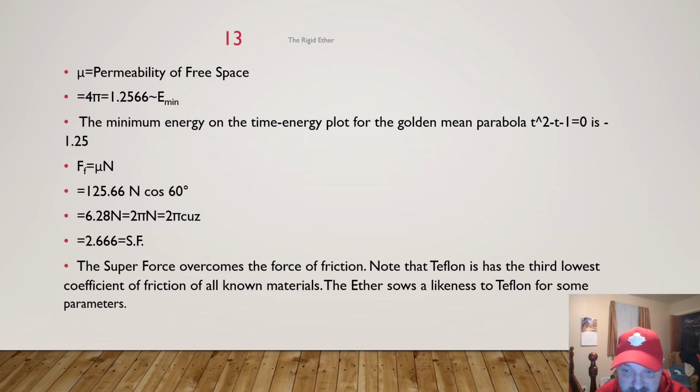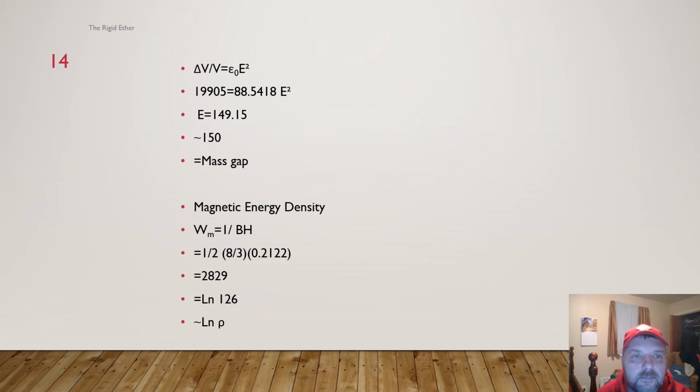As I said, note that Teflon is the third lowest coefficient of friction of all known materials. The ether shows a likeness to Teflon for some parameters. So there's the mass gap and the magnetic energy density from basic formulas. Mass gap's around 150, and the magnetic energy density is the ln of rho, which is the ln of the density, which is the 127.2, which is 4/pi.